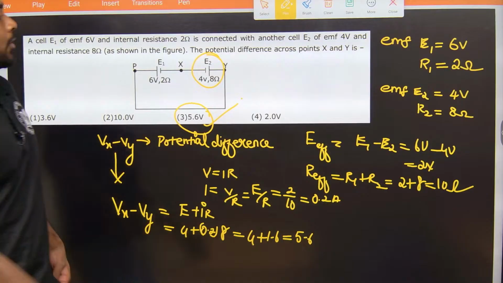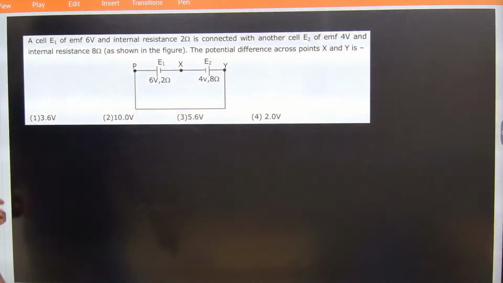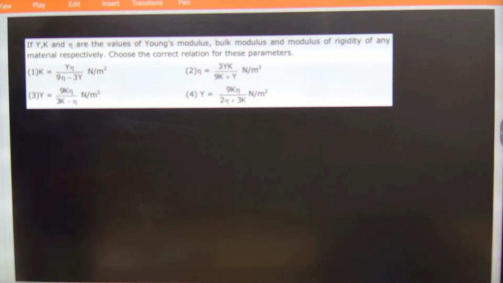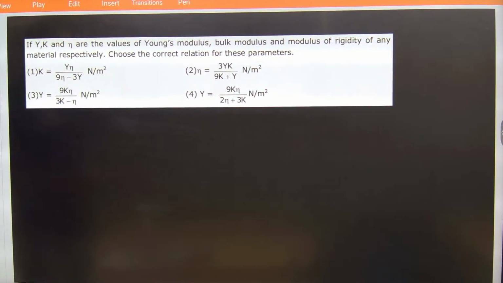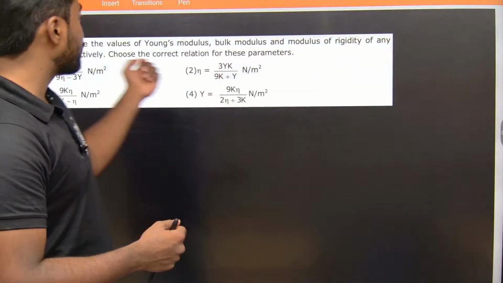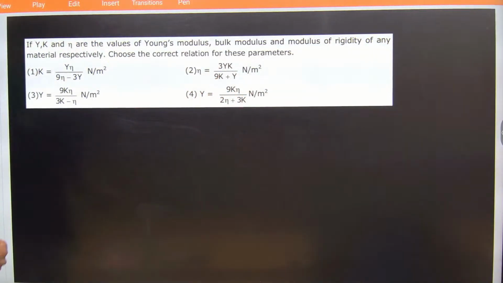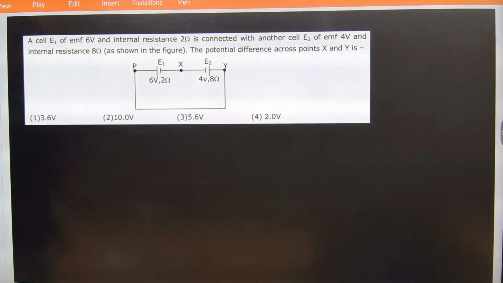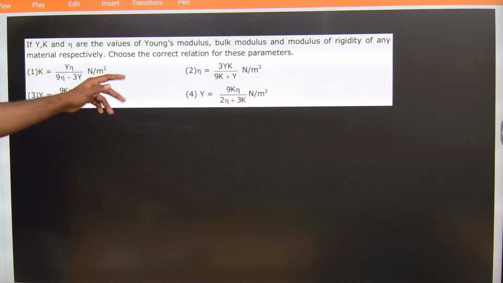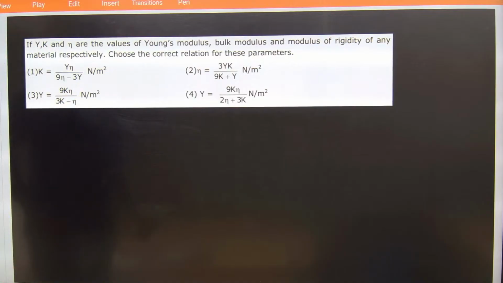Yes. If Y, K and eta are the values of Young's modulus, bulk modulus and modulus of rigidity of any material respectively, choose the correct relation for these parameters. So we have seen the relation between these three. So can I write those relations here first? From those relations I can find the equation for this question. I'll write the relation first.